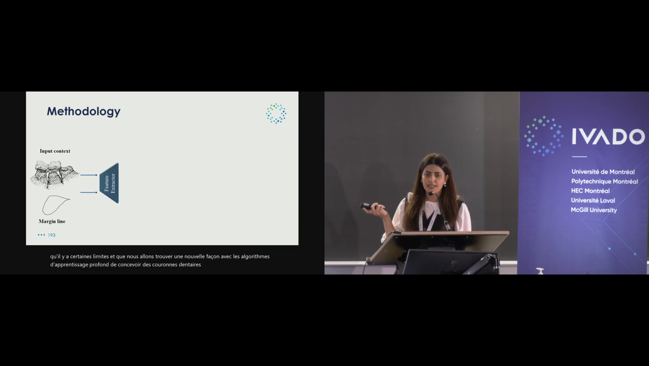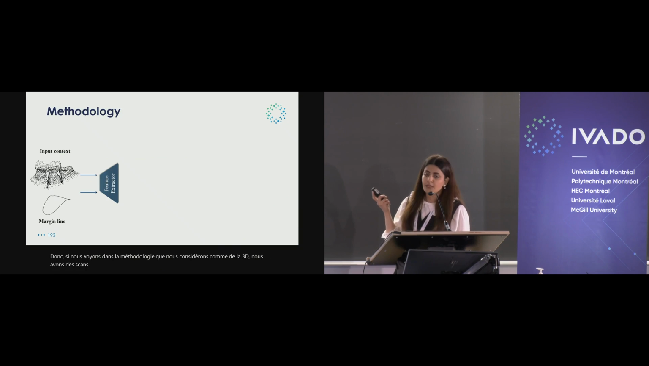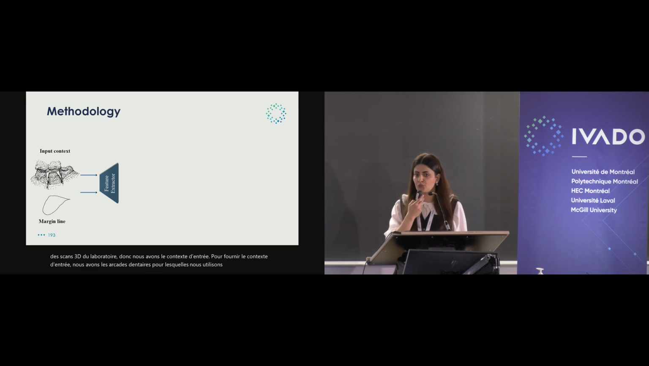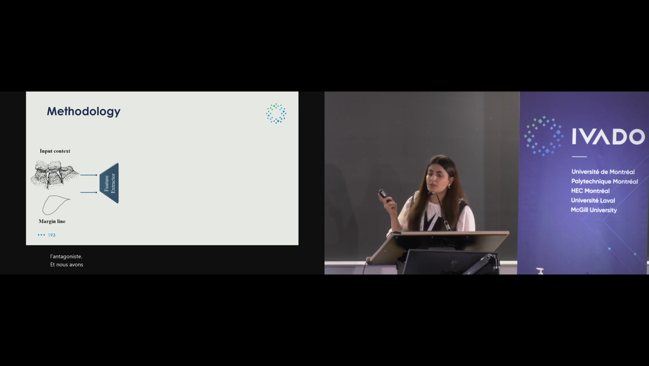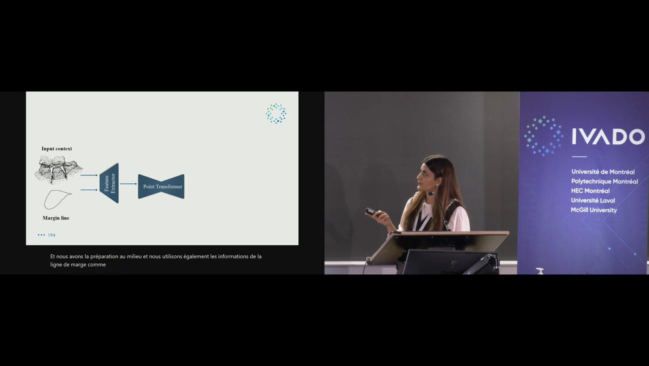In the methodology, we consider that we have 3D scans from the laboratory. For providing the input context, we have the dental arches. We use segmentation to label each tooth, and then we cut according to the master arch and the antagonist, and we have the prep in the middle. We also use the margin line information as an extra input for our model.